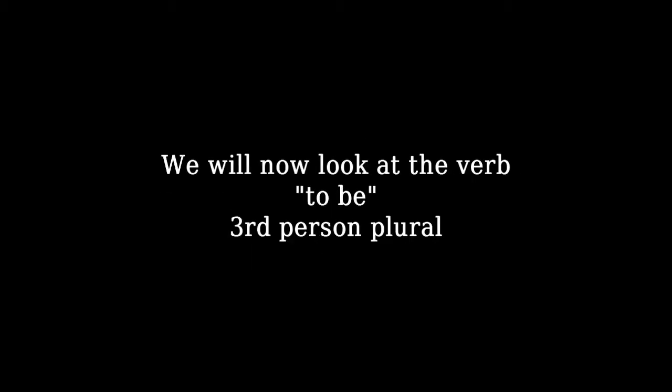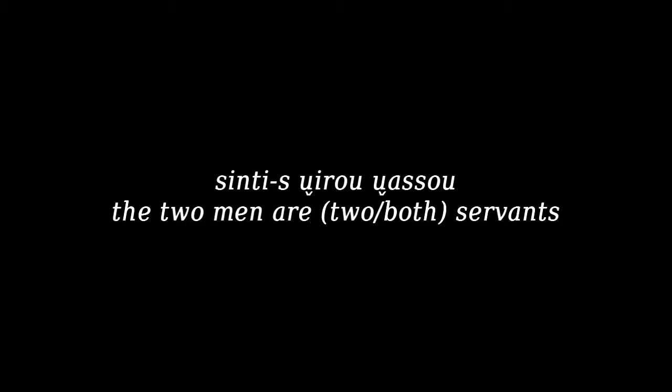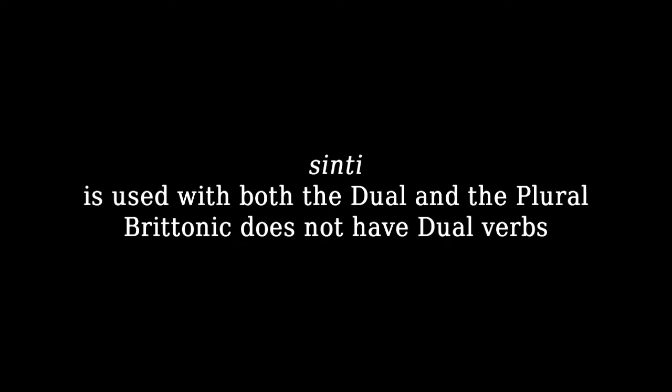So I'm going to give you the third person plural form of to be, which is sinti, which is are, or they are. Sinti, they are, or are. So the two men are two servants. Sintis viro vaso. Sinti is going to be used in plural and dual constructions, so that's a bonus for you there.